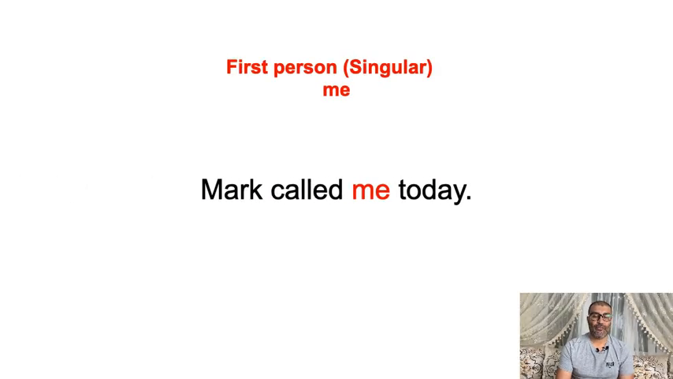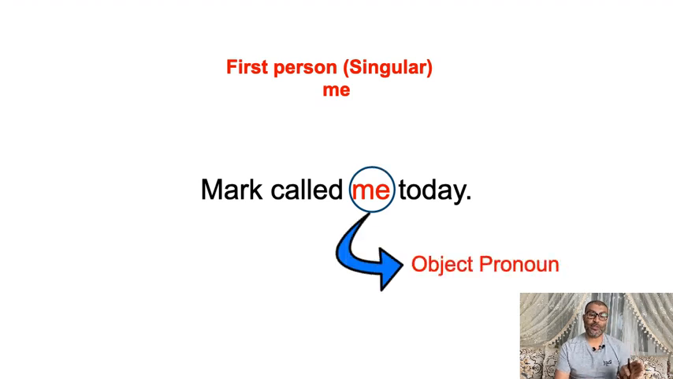Okay, so first person singular, me. I'll try to give you some examples so you'll understand what they mean. Mark called me today. So Mark is the subject pronoun and me is the object pronoun. Mark is the one that does the action. What is the action in this sentence? It's the verb to call. So what did Mark do? He called me, or he rang me, the verb to ring. He rang me today. So me is the object pronoun.